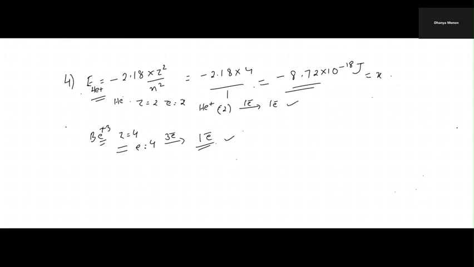Okay, so hydrogen, helium plus, lithium 2 plus, beryllium 3 plus, they are all called hydrogen-like atoms and they follow the same energy rule. So beryllium 3 plus will also follow the same energy rule. So it will have the energy of minus 8.72 times 10 raised to minus 18 joules. That is equal to X. So X is your answer.